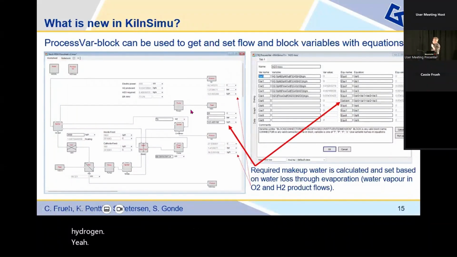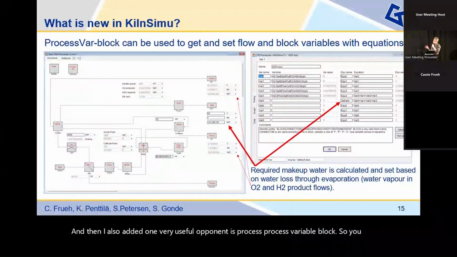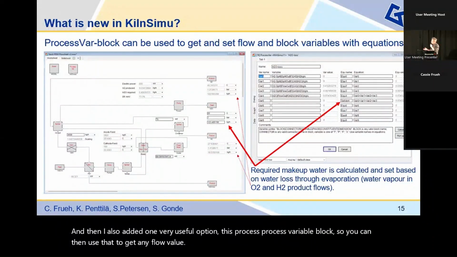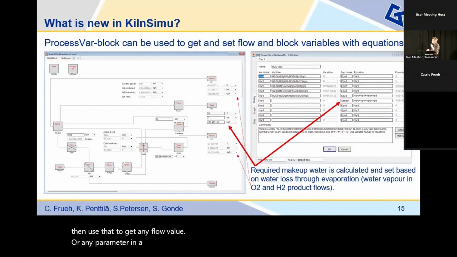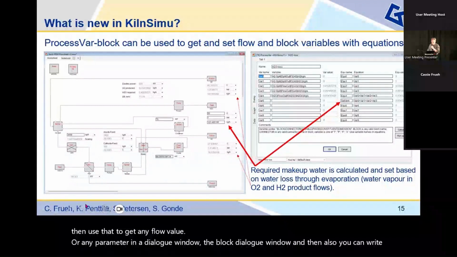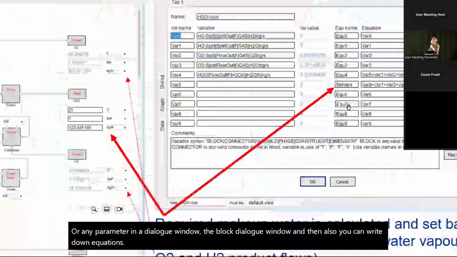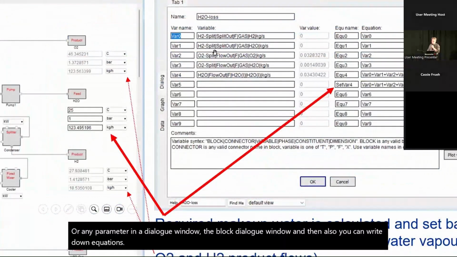And then I also added one very useful option, this process variable block. So you can then use that to get any flow value or any parameter in a dialog window, block dialog window. And then also you can write down equations. So it has a certain syntax.